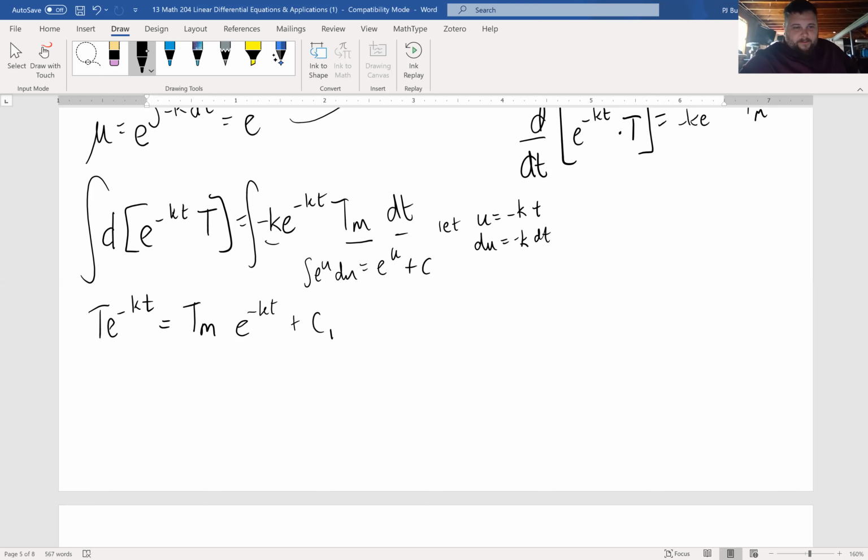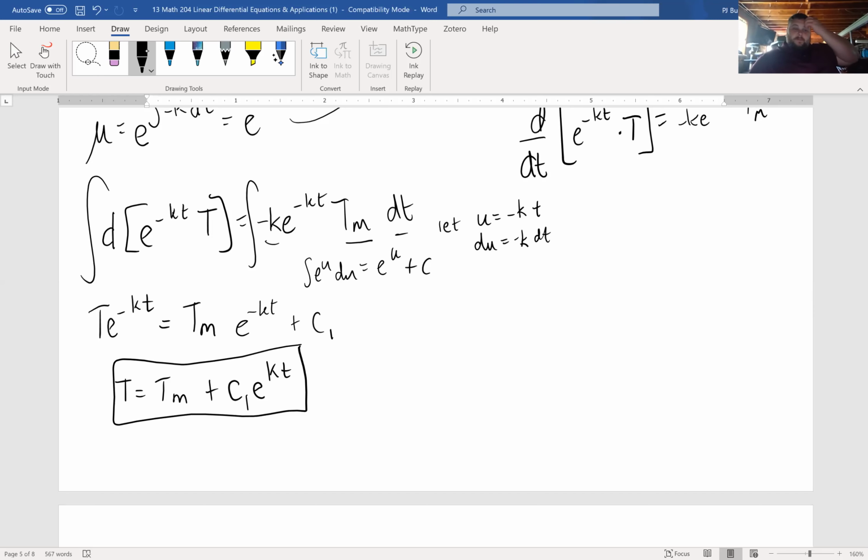All right, so the last thing I want to do is get big T temperature by itself. So divide through by e to the minus kt. If I divide C1 by e to the minus kt, that's the same thing as multiplying by e to the kt. That right there is my solution: temperature as a function of time, given some temperature of the surroundings and the constant of proportionality.